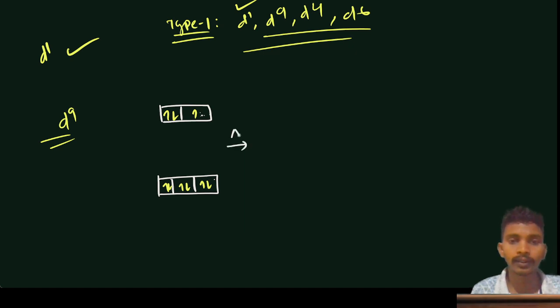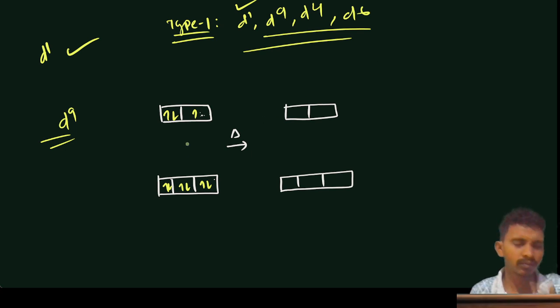So I will do the hole transition. See, the hole is here, and this hole will come to here. I am doing the hole transition. Let's say 1, 2, 3, 4, 5, 6.